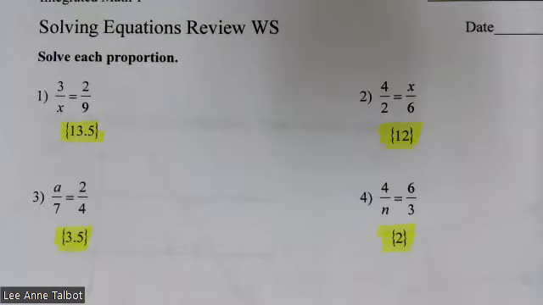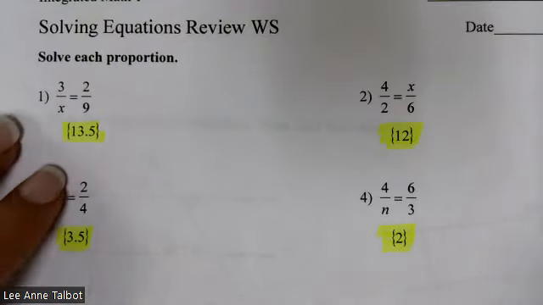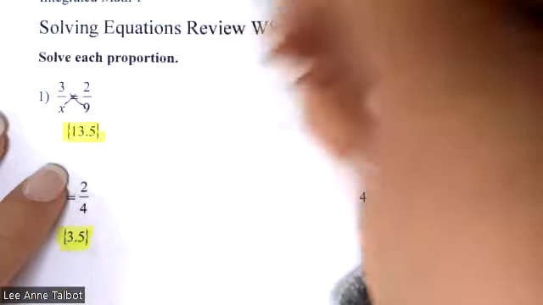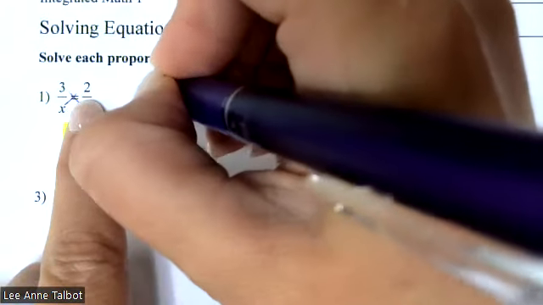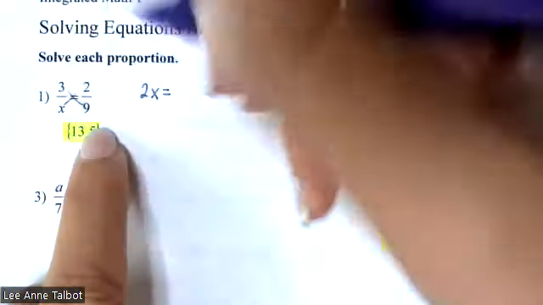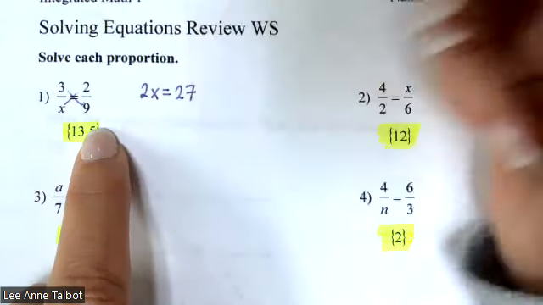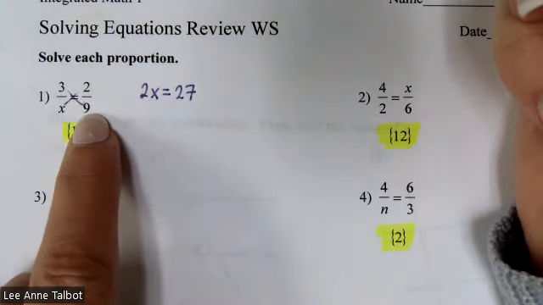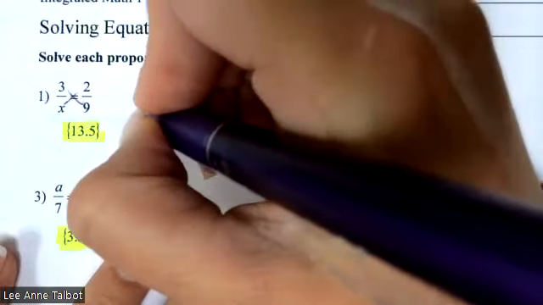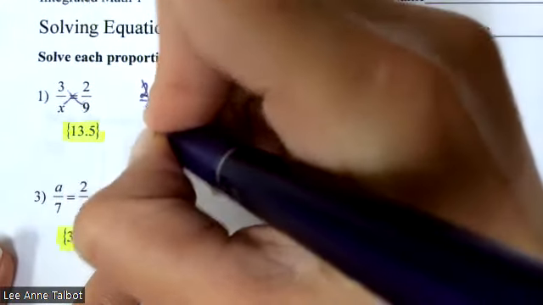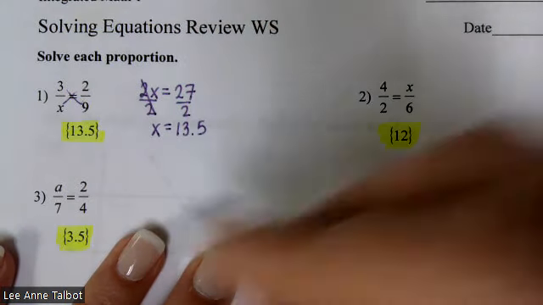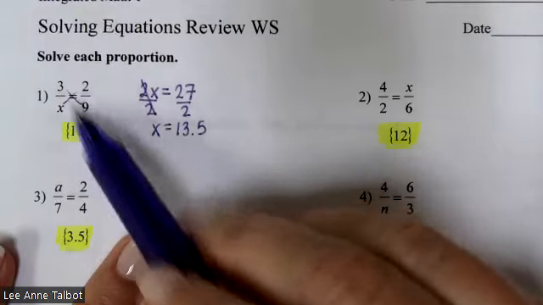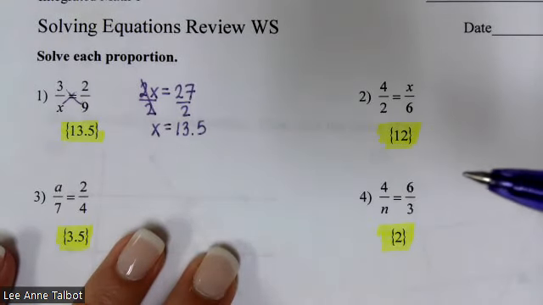So this is old. It's probably 7th grade. What you're supposed to do is called cross multiply. So you multiply these 2 together. So 2 times x equals, and then you multiply those 2 together. 9 times 3 is 27. Divide by 2 on both sides. X equals 13.5. So this is called cross multiplication. It's old. It's probably a couple years old.